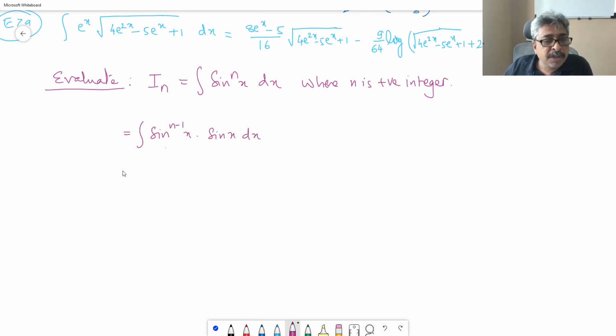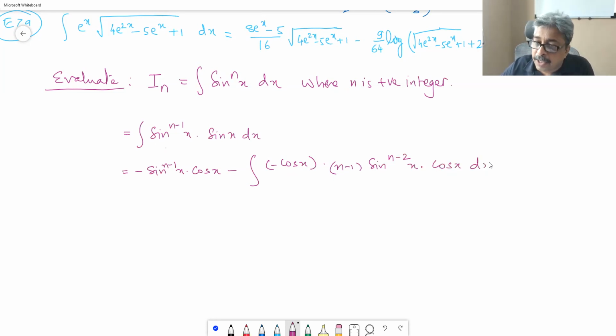So first term is this, second term is this, therefore u is as it is, sine n minus 1 x, into integral of v, which is minus cos x, minus integral of v, which is minus cos x, into derivative of u, which is n minus 1 sine n minus 2 x into cos x dx. Correct? This is minus sine n minus 1 x cos x. First term will continue to remain as it is.